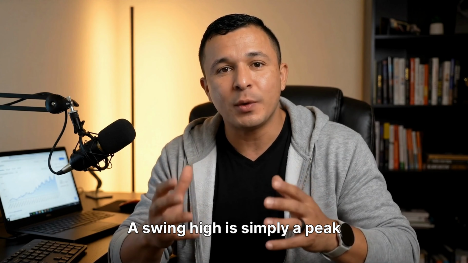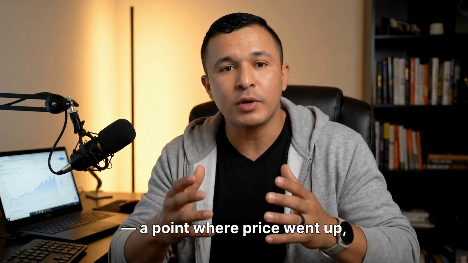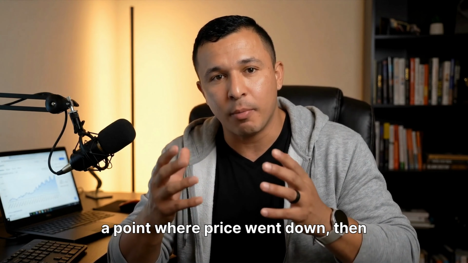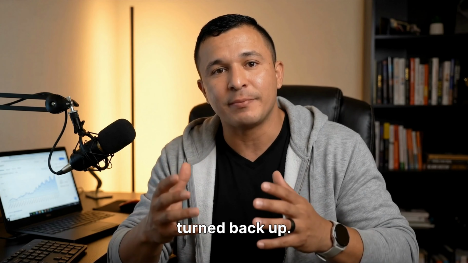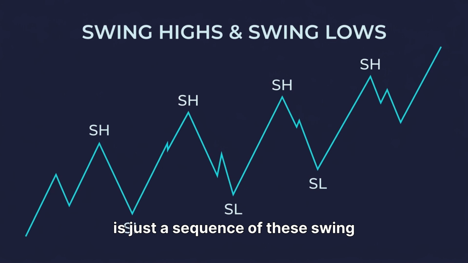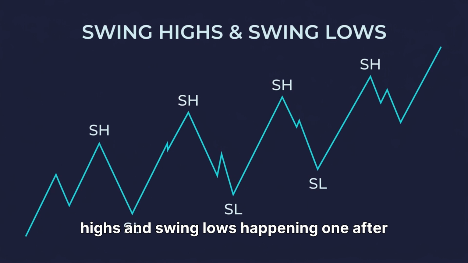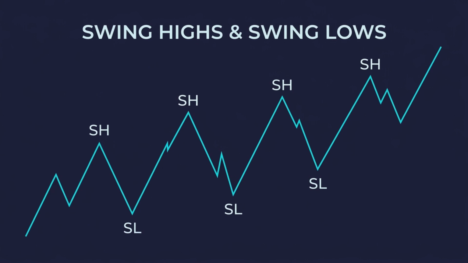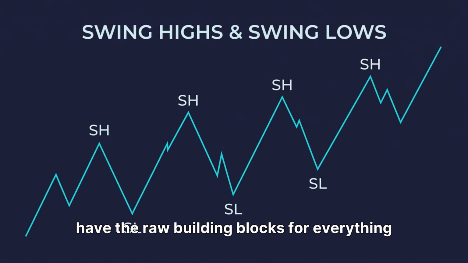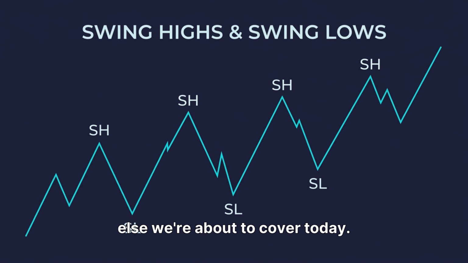precise about it. A swing high is simply a peak, a point where price went up then turned back down. A swing low is a valley, a point where price went down then turned back up. Every single chart on every single time frame is just a sequence of these swing highs and swing lows happening one after another. Once you can identify these clearly, you have the raw building blocks for everything else we're about to cover today.